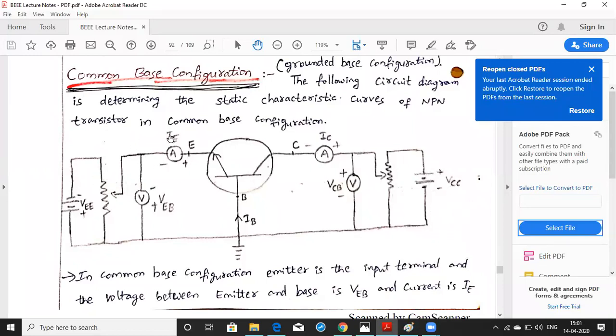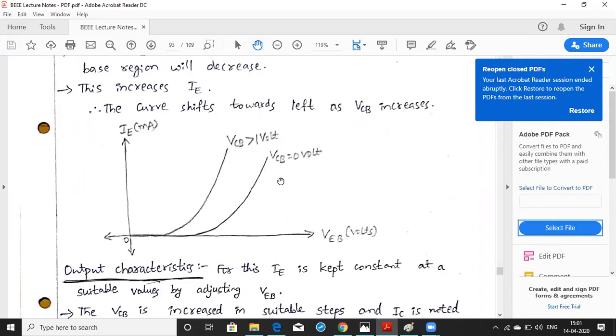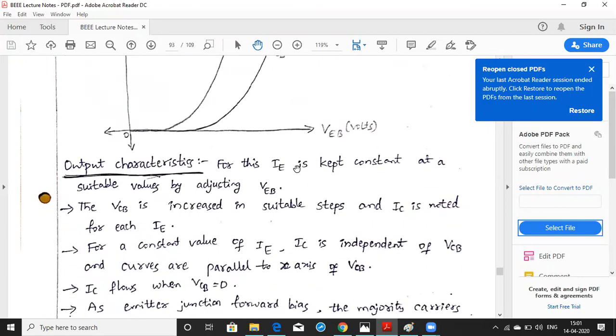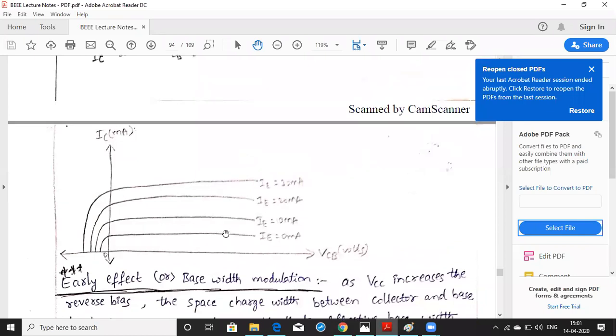This is emitter current measurement and collector current measurement, the input current and output current. All the points we have discussed up to now are covered here. Whenever VCB is increasing, this characteristic will move to the left-hand side. In this diagram we have not shown it, but there will be three regions: active region, saturation region, as well as a cutoff region.